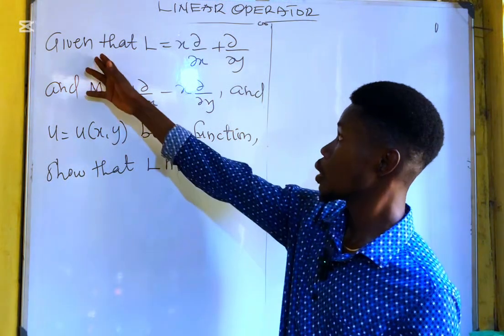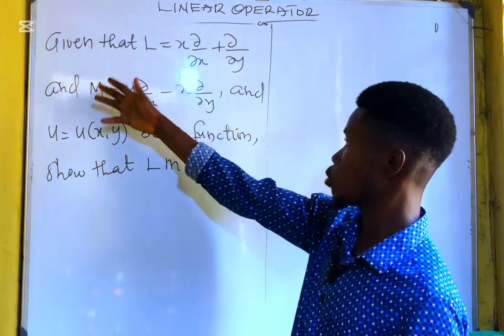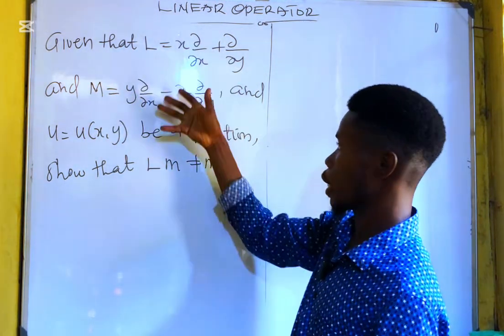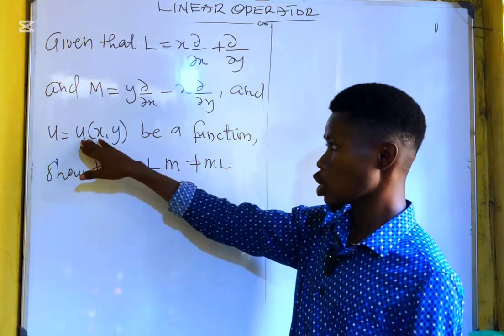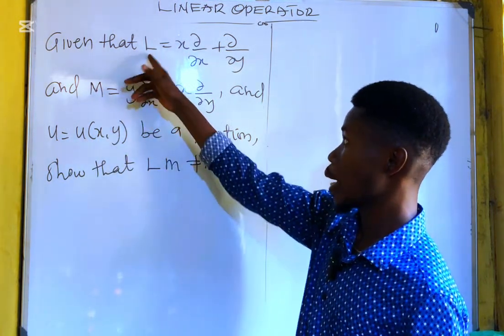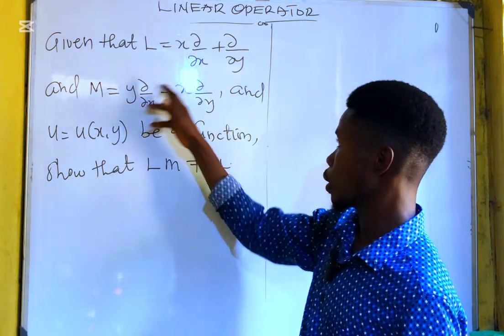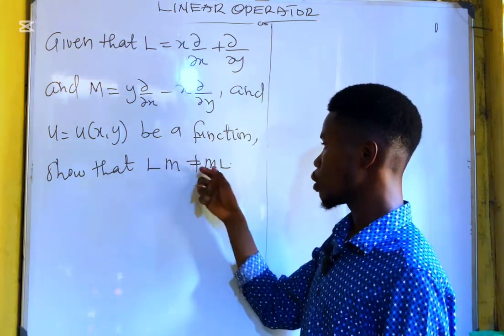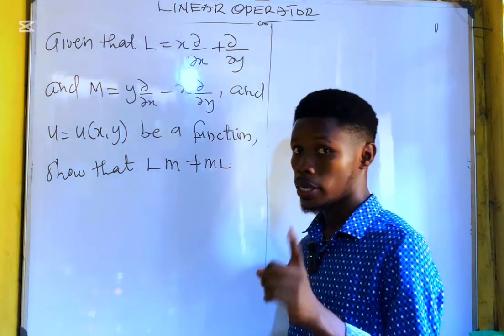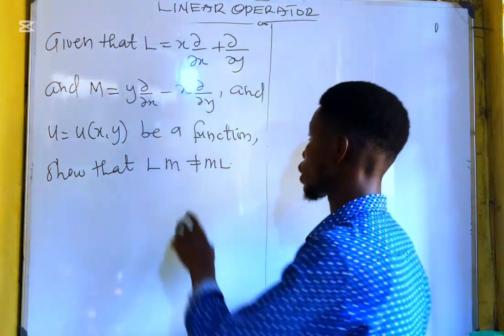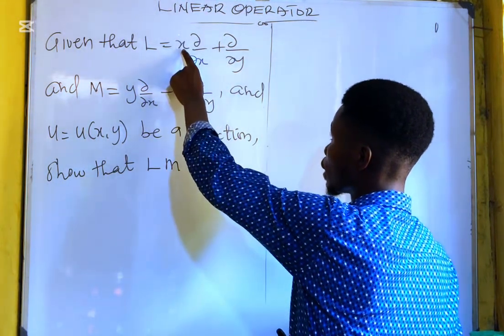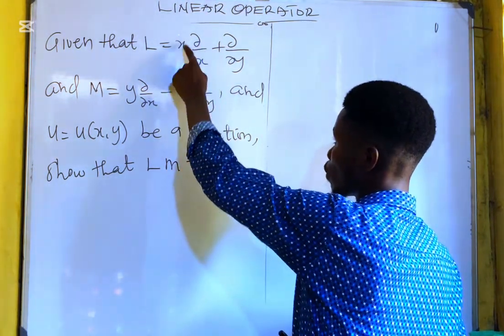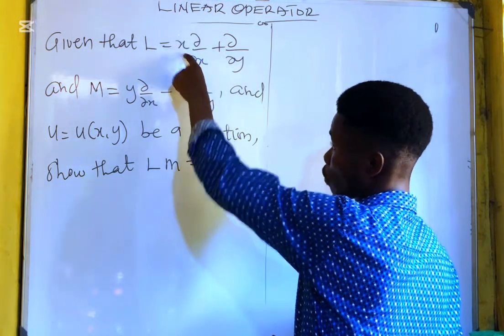So let's see. There are two operators given, L and M, defined with the function u. So you're going to have Lu, putting the u there, and Mu, be a function, so that LM is not equal to ML. And it must be true, because you realize that this one has a variable coefficient. So we are saying that it can never be equal.